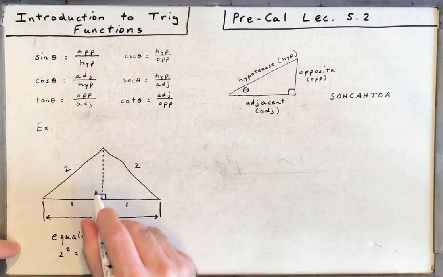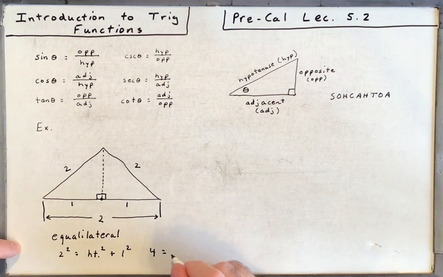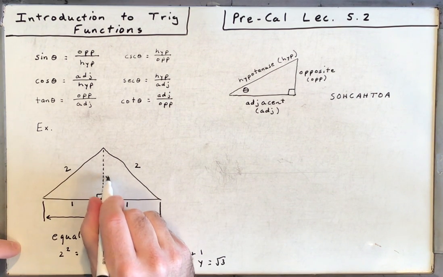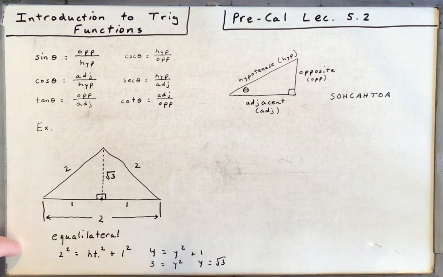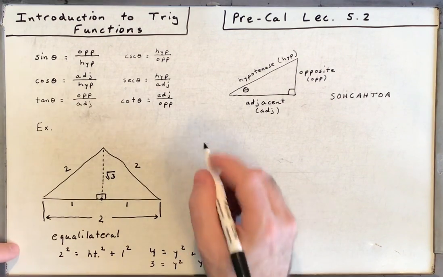Again, this is our triangle. So that means 4 is equal to, let's call the height y, y squared plus 1. If you subtract 1 from both sides, you'll get 3 is equal to y squared. So y is equal to the square root of 3. So our height is the square root of 3. Now I've got a right triangle that's got all the sides, so let's get the trig functions for that.